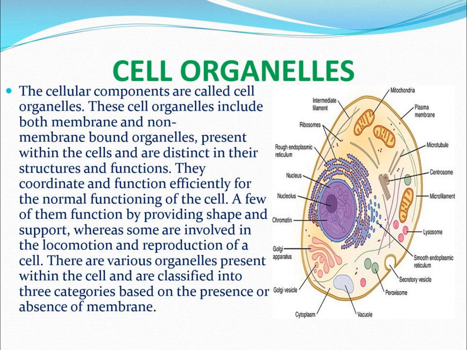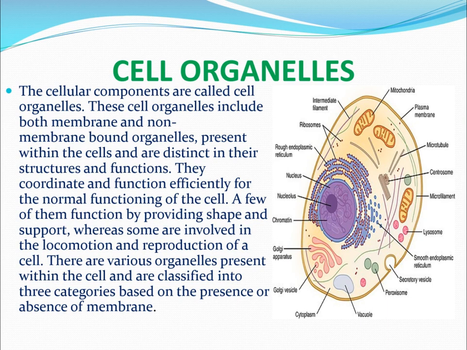Each organelle works as per its specific function, so the cell can work efficiently and function normally. A few of them function by providing shape and support, whereas some are involved in locomotion and reproduction. Some are engaged in the locomotion of the cell, some are engaged in reproduction, and some are engaged in giving shape to the whole cell.